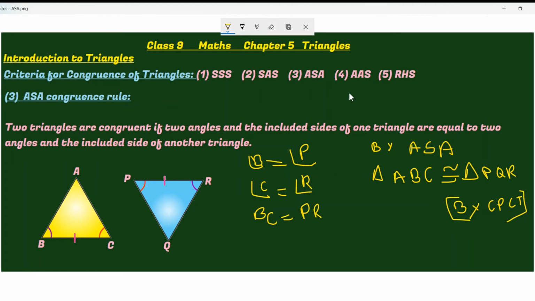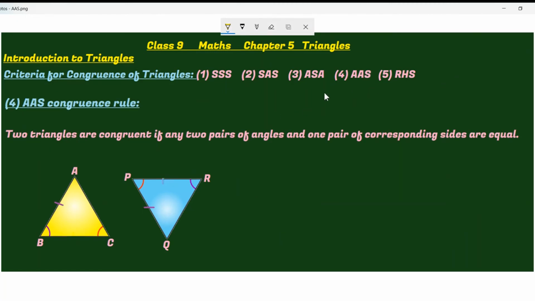Next we are going to see the AAS rule. Fourth one is the AAS rule, that means the angle angle side congruence rule. Before, we have seen two angles and the included side should be equal. Here it is two angles and any one of the sides, not the included side. If two angles and any one of the sides are equal, then we can say the triangles are congruent. Two triangles are congruent if any two pairs of angles and one pair of corresponding sides are equal.